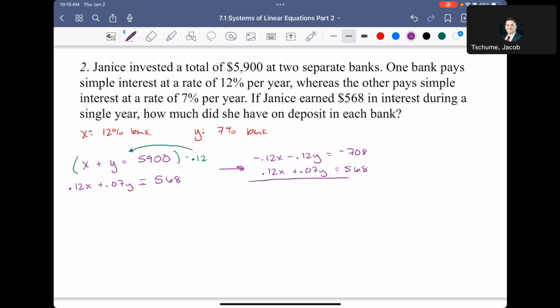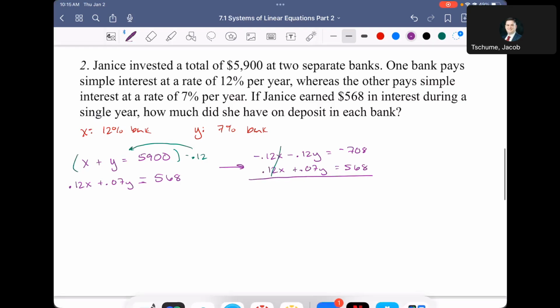And now that my x's are opposites of each other, I know that they're going to cancel, and I'm going to put everything else together. So if I take negative 0.12y and I add 0.07y, you should get negative 0.05y. And if I take negative 708 and I add to that 568, I will get negative 140.